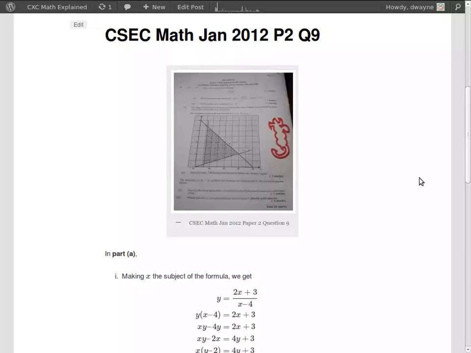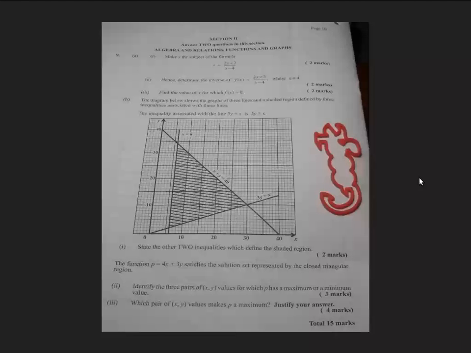Hey guys, welcome back. Moving on to question 9, part B of the CXC CSEC Math January 2012, part 2. We have that the diagram below shows the graphs of three lines and a shaded region defined by the three inequalities associated with these lines. So this is the graph. These are the three lines: x equals 6, x plus y equals 40, and 3y equals x.